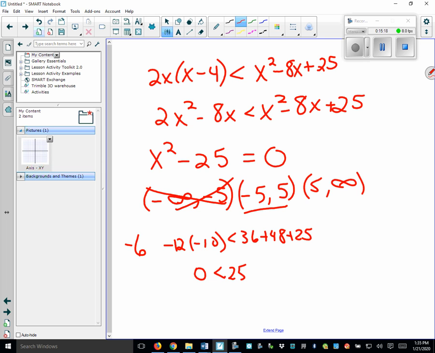So, no. 234 on the left. 169. 101? I got 90. Oh, it doesn't work. So my answer is negative 5 to 5?